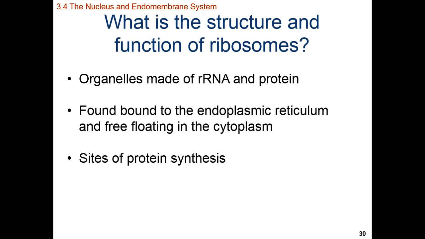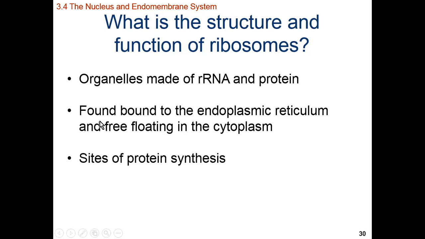Those ribosomes are the smallest organelle. Our ribosomes are made of both rRNA and protein. So what we notice here is that there's no lipids. The ribosome is one of the only organelles that is not lipid bound. We find the ribosomes free-floating in the cytoplasm of the cell or bound to the endoplasmic reticulum.